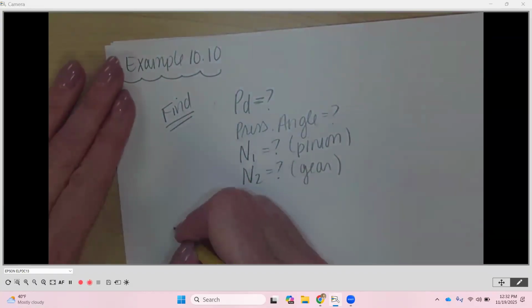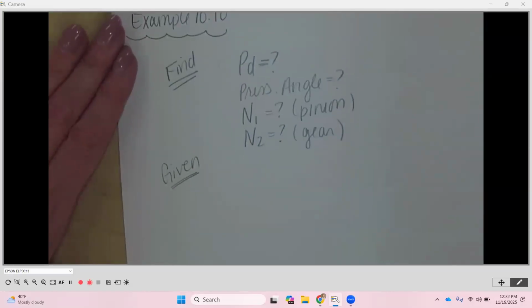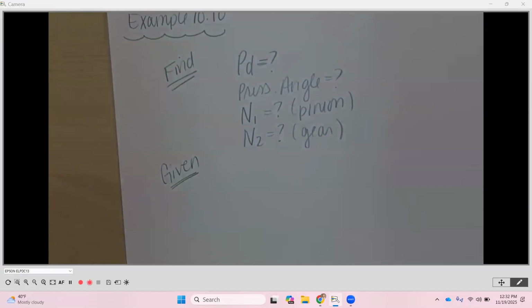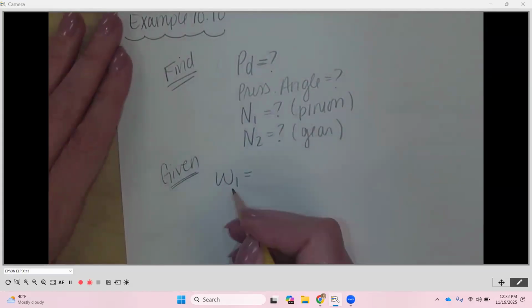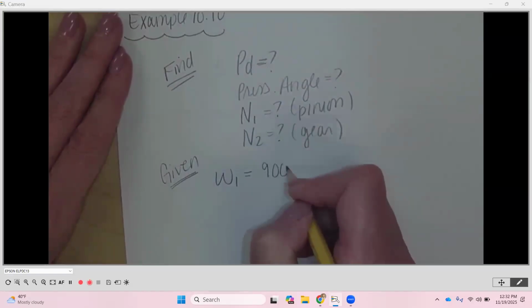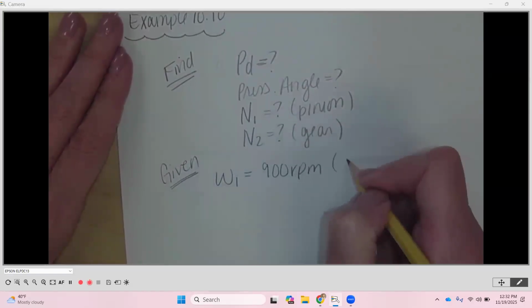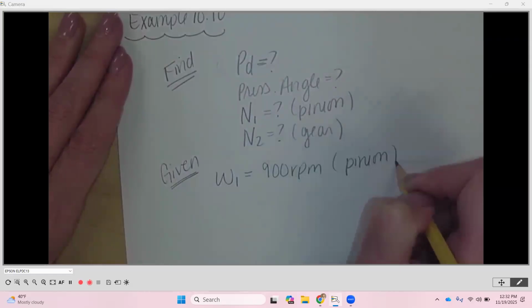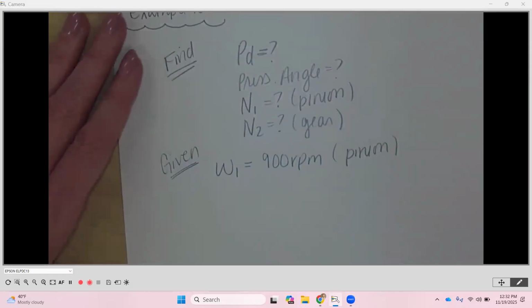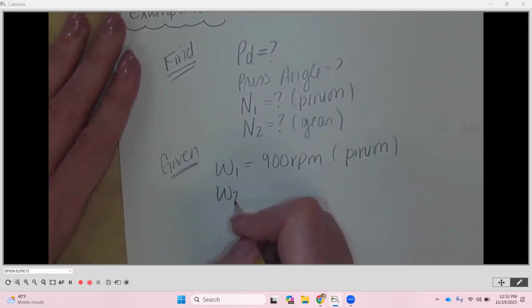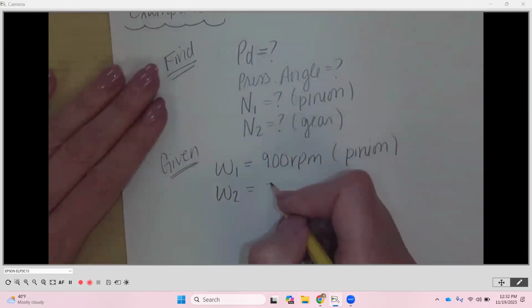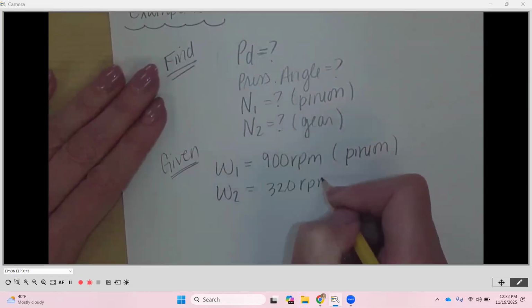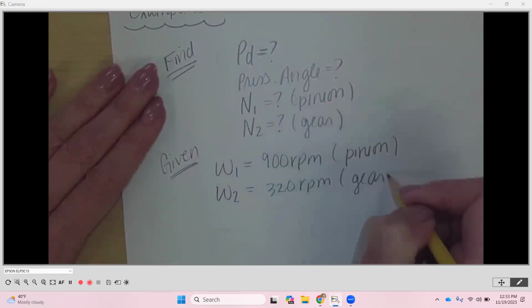So our givens then, right? Usually I do givens first, but we'll do givens second here. We know that our application, our angular velocity of our pinion is 900 RPMs from the problem. So this is the pinion. Okay. We know that we want to slow it down, or gear it down, to 320 RPMs. And that's going to be on the gear.